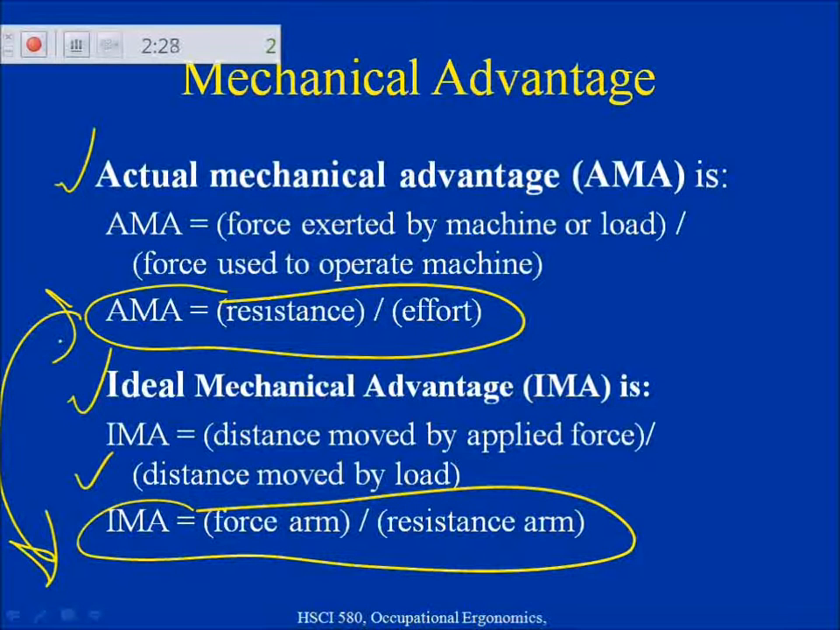Yes? That to me is somewhat confusing because I thought in the equation we learned that the resistance times the resistance arm minus the effort times the effort arm equals 0. So then will it be the same value? Because that's what we thought, right? From the lecture before? From the book itself, in chapter 4.